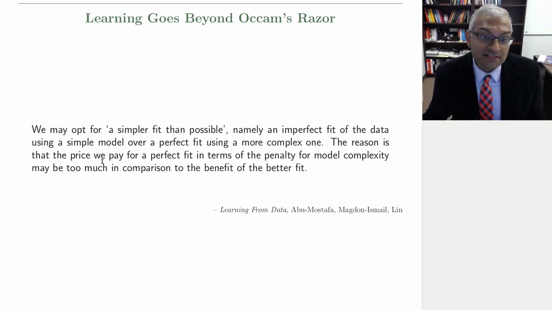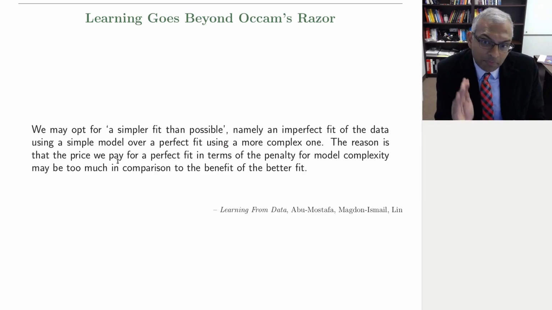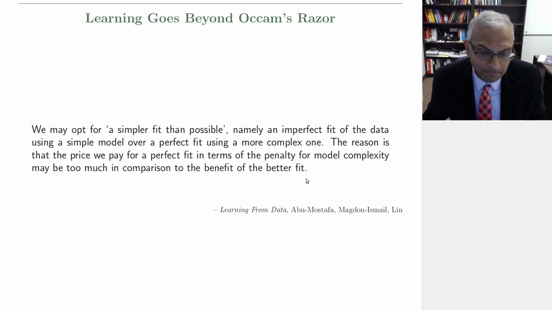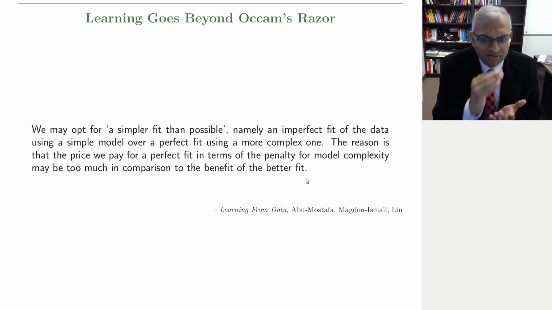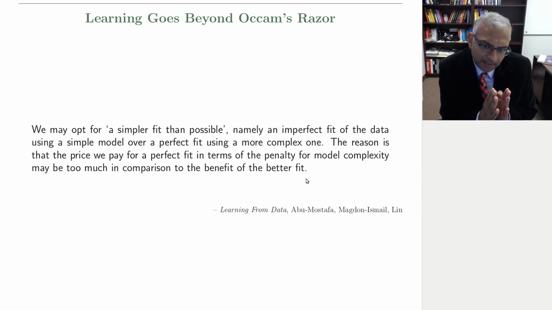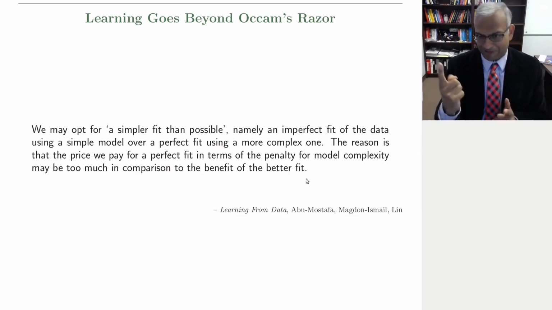Okay? And the reason is that the price we pay for the perfect fit, in order to get that extra bit of in-sample error down to 0, the price we pay in terms of the penalty for model complexity may be too much in comparison to the benefit of the better fit. Okay. So machine learning has taken Occam's Razor a step further and says we can tolerate larger in-sample error. Okay? And so there's this trade-off. It's not that we go for the simplest fit that explains all the data, because you may have to go to too complex a model, especially if there's noise.